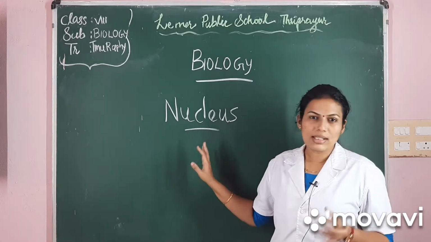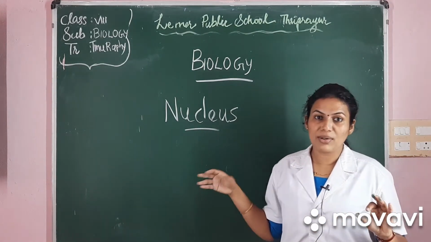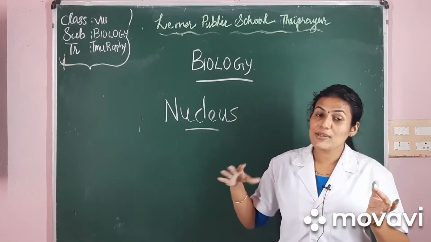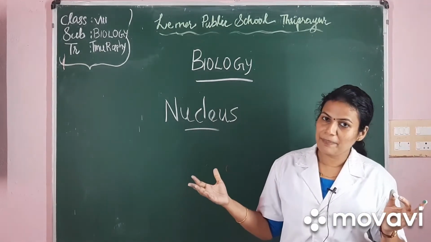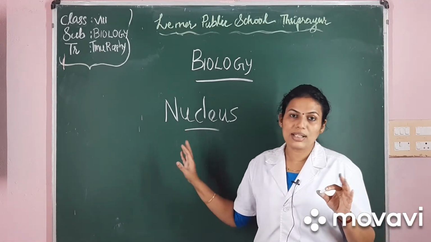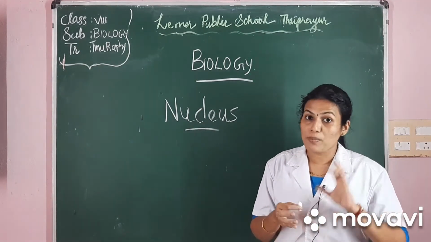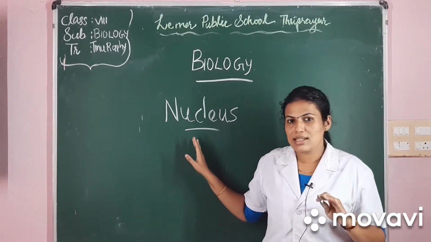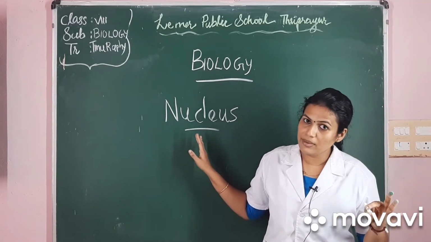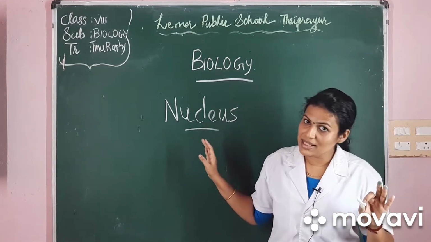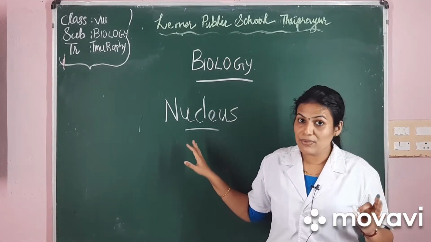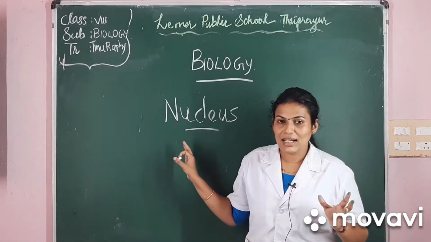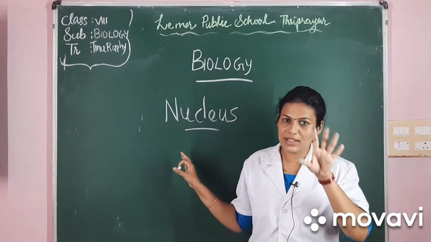So about the nucleus, it is the most important component of a cell. It is a large and spherical structure in the cell. We can easily see this nucleus when we stain the cell and observe through the microscope. In animal cell, nucleus is seen in the central region of the cell, whereas in plant cell, nucleus is present on the periphery of the cell because the plant cell contains a large vacuole in the central region.